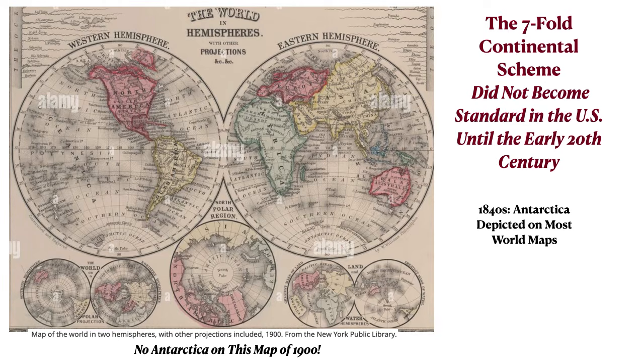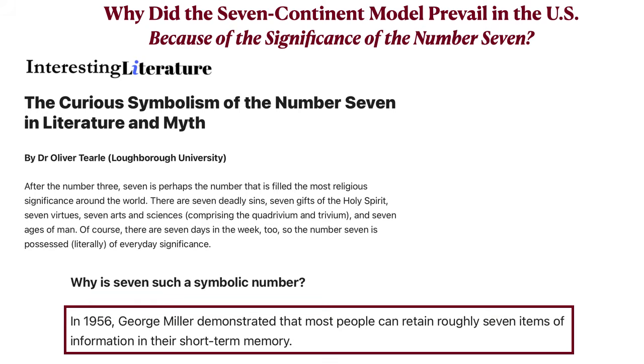But there are a lot of interesting questions to consider. Why did the 7-continental model prevail in most countries? Not everywhere, but certainly in the United States and most European countries, we have this 7-continental model. One idea is because it's just due to the significance of the number 7. As this slide from Interesting Literature notes, after 3, 7 is perhaps the number that is filled with the most religious significance around the world.